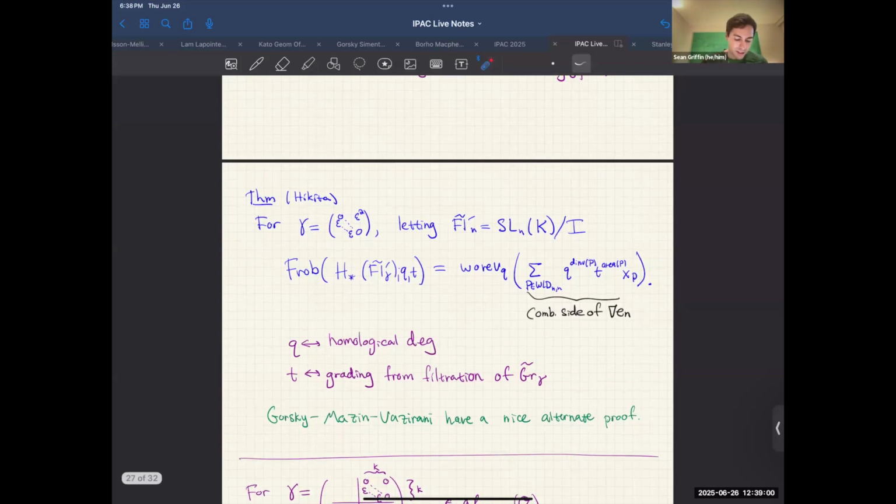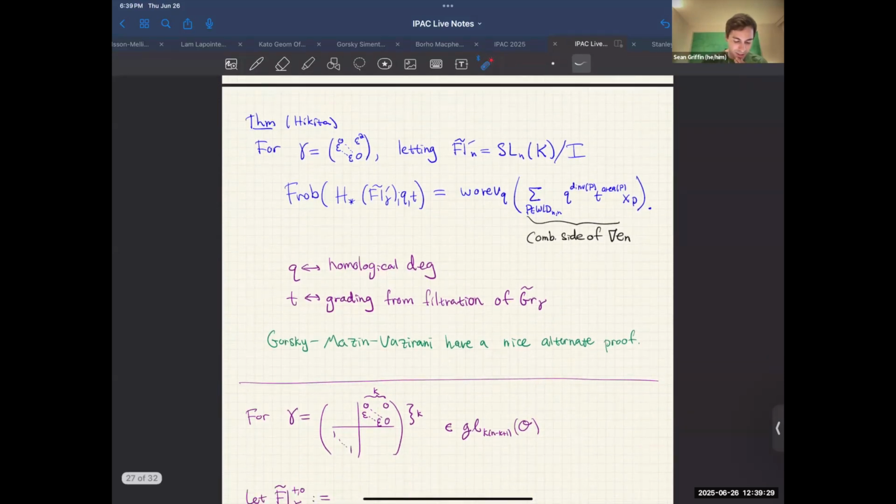And so here, just like before, Q is homological degree. T is a bit harder to parse. It's coming from a filtration on the level of the affine Grassmannian. But that filtration gives you a grading, which you can then interpret in terms of T, in terms of this area. I also wanted to give a shout out to the Skorsky-Mazen-Vazirani paper, which gives a nice alternative proof of this fact. And in fact, their proof is the one that we generalize in our result.